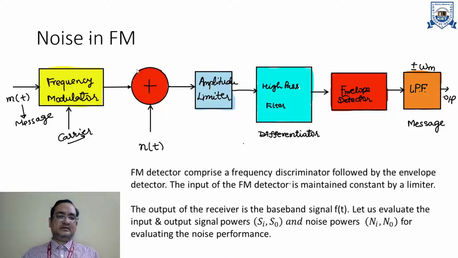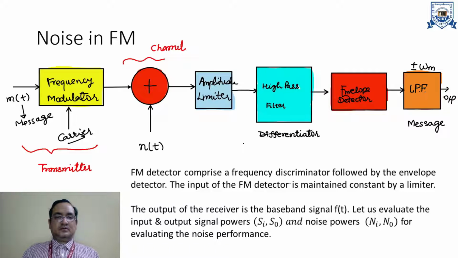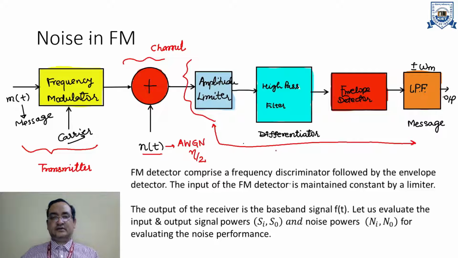You can clearly see that this is the transmitter side of the frequency modulated system. This is the channel. I have assumed that the power spectral density of this AWGN noise is eta by 2. Now this is the limiter, and from this point to the end, this is the frequency modulation receiver.